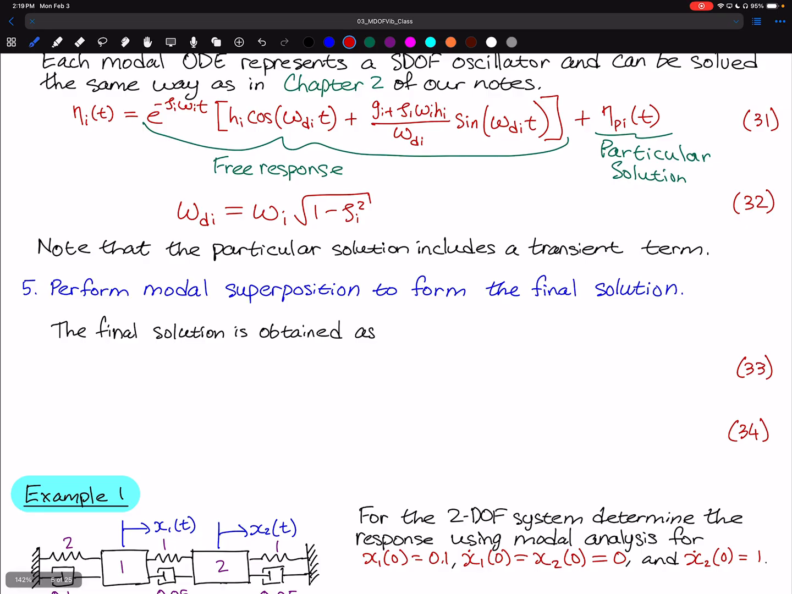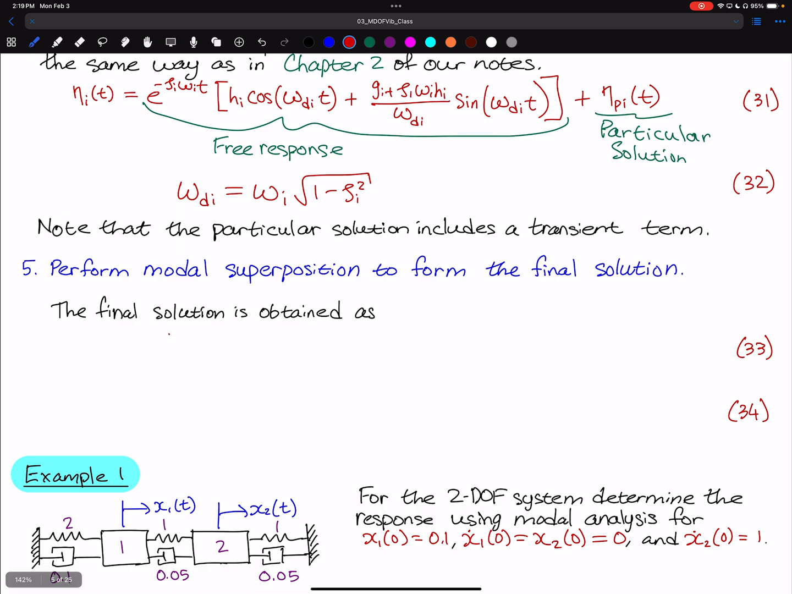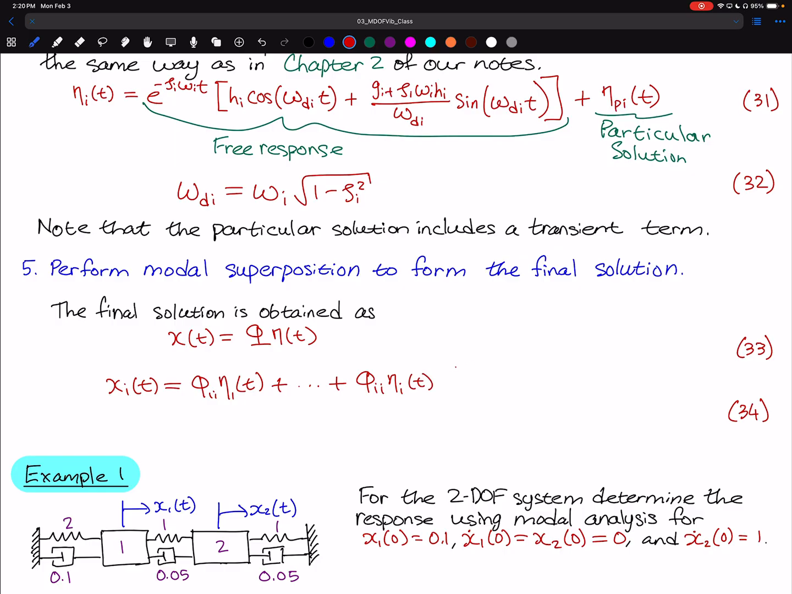All right, the last step is that we are going to perform a modal superposition to form the final solution. And that simply means that we're going to go back to our modal transformation where x of t is equal to phi eta of t. We're going to use this to form a modal superposition, or we'll write out that x_i of t is equal to little phi 1i times eta 1 of t. So this is the ith component of the first mode shape multiplied by the first modal coordinate in time, plus ... plus little phi_ii eta_i of t, plus ... plus little phi_ni times eta sub n of t.